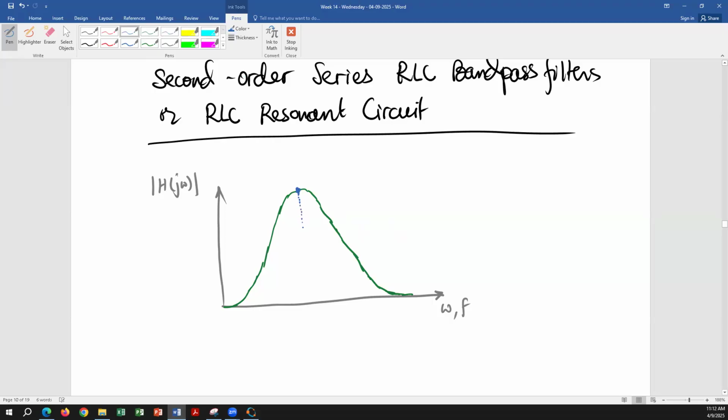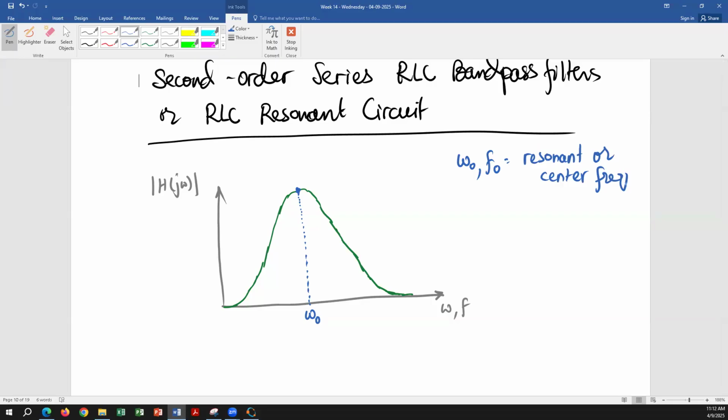The frequency at which it reaches its peak value is called the center frequency and represented by omega naught or F naught. So omega naught or F naught is equal to the resonant or center frequency. And we're going to see what frequency expression is going to be there for the resonant or center frequency.